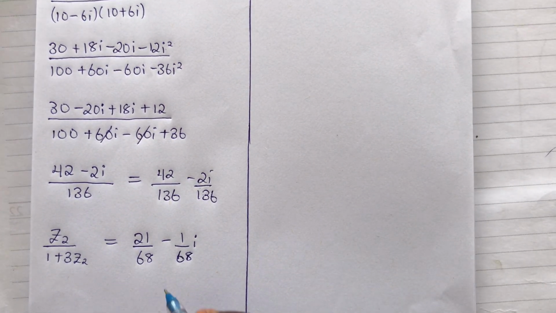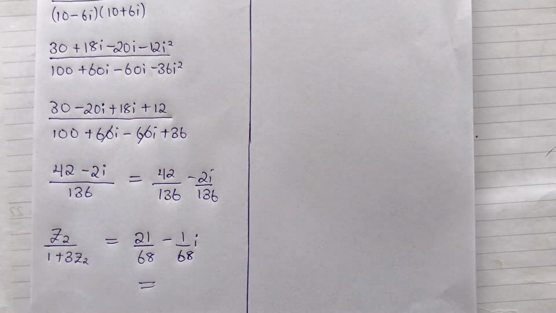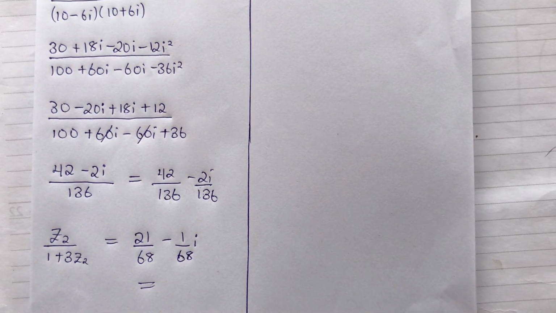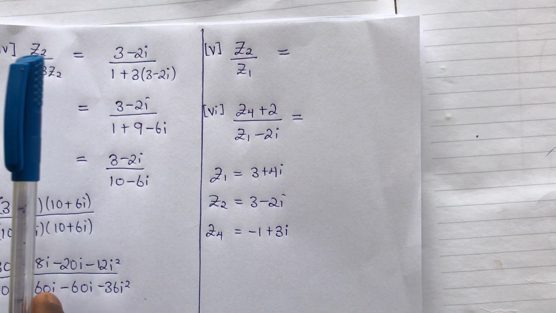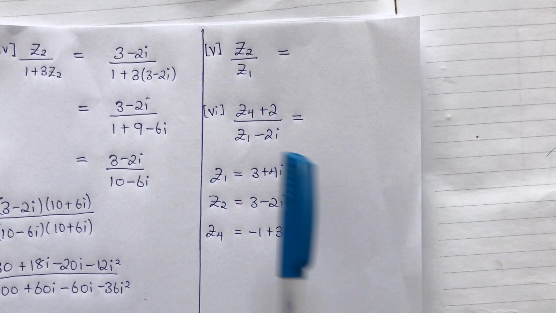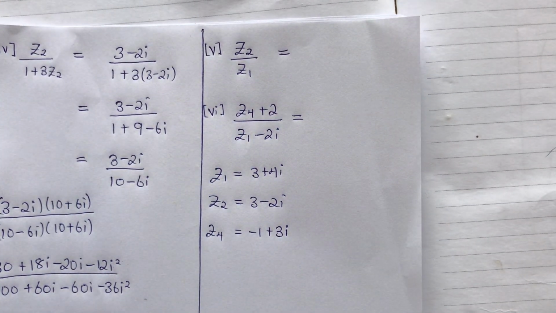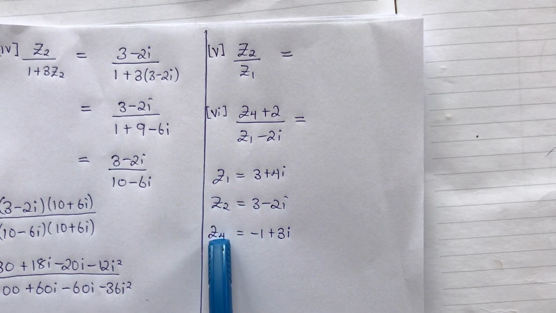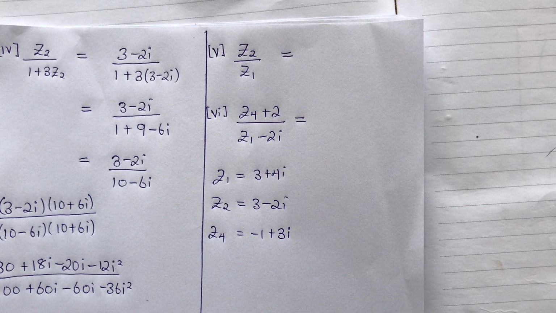So this is the result for z2 over 1 plus 3z2. I would give you 2 different examples for you to do on your own so that you can practice on that, and I'll give you the possible answers for you to cross-check. Okay, so you'll be solving z2 over z1, and z4 plus 2 over z1 minus 2i. These are z1, z2, and z4. So I'll give you the possible answers.